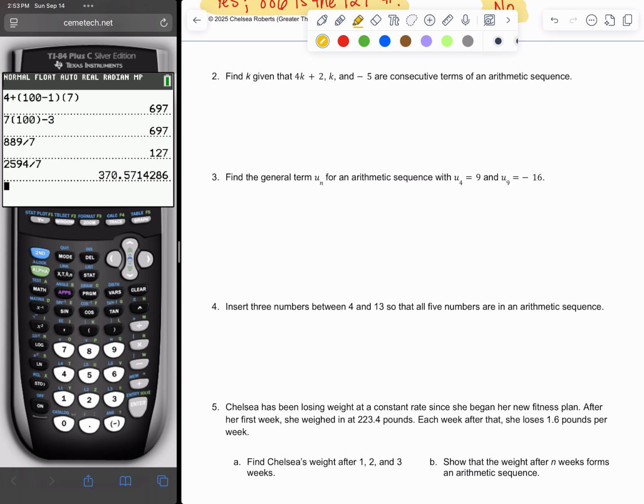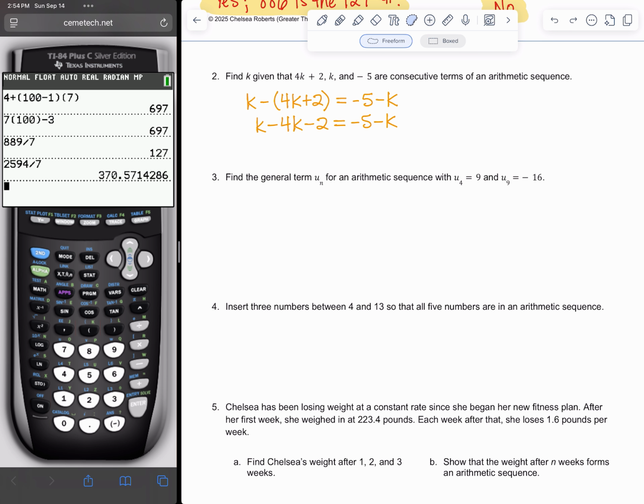So number 2, it says find k given that 4k plus 2, k, and -5 are consecutive back-to-back terms of an arithmetic sequence. An arithmetic sequence means that you have to have a common difference. So that means if I subtract each pair of these numbers back to back, I should get the same thing. So I'm going to set up my equation. I'm going to do the second term k minus the first term, which is 4k plus 2. Those parentheses are important, so be careful. Equals -5 minus k. That is going to be my equation. So I'm going to distribute, which means that I have k minus 4k minus 2. That's going to be equal to -5 minus k. Once I do that, I am going to subtract.